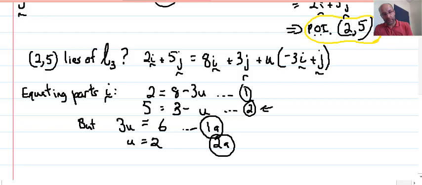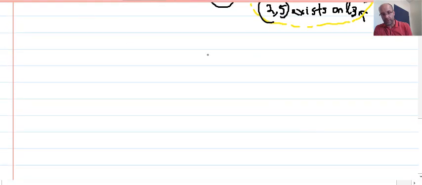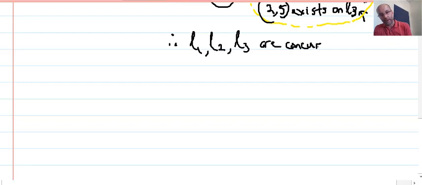There are two ways of looking at that: purely rearranging equation 2, or solving equation 1. There's only one unknown, so simultaneous equations aren't needed. Since a solution exists, we can say that the point (2, 5) exists on line 3, and the final conclusion, therefore, is that L1, L2, L3 are concurrent, and they are concurrent at the point (2, 5).